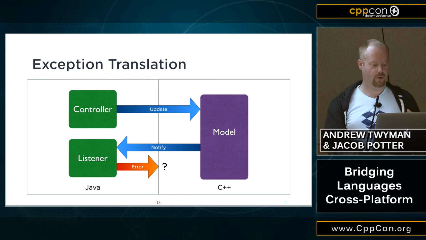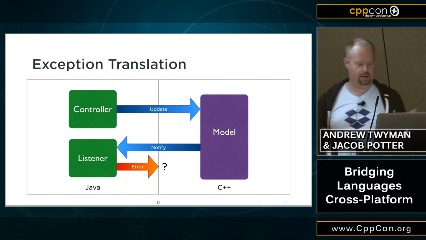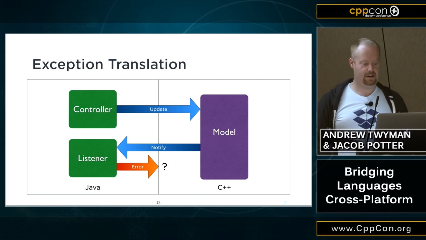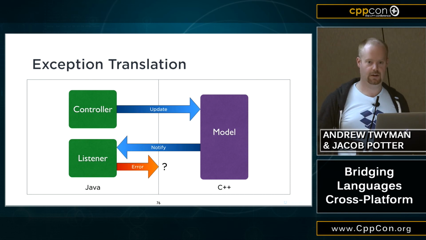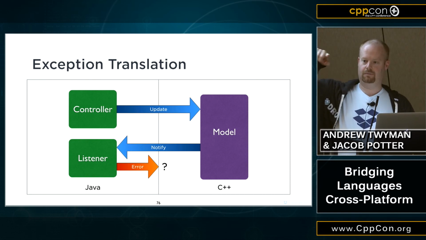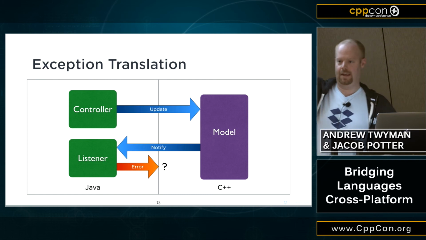So say your UI controller is making an update to the data model. It calls from Java to C++. The data model might call back to a listener, thus calling back from C++ to Java. You now have a call stack that has Java, then C++, then Java again.